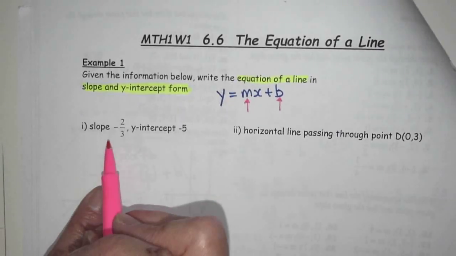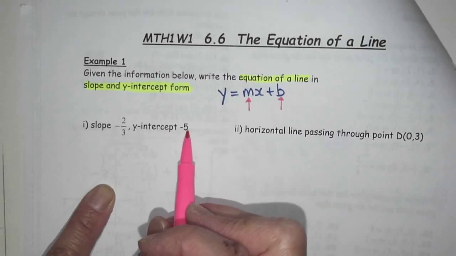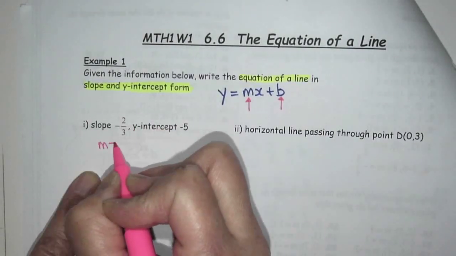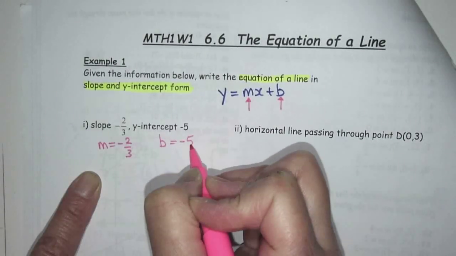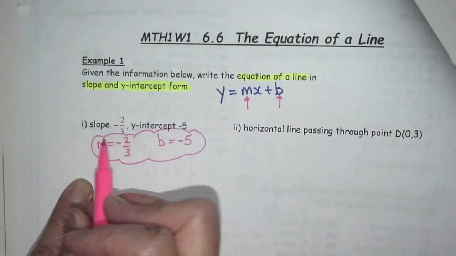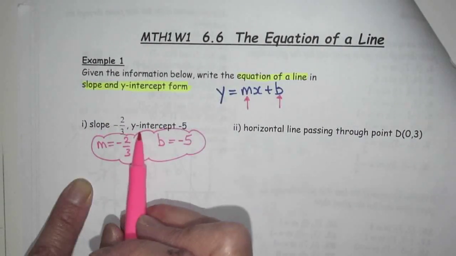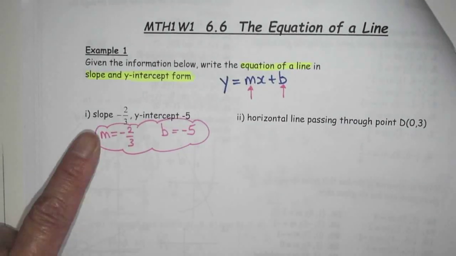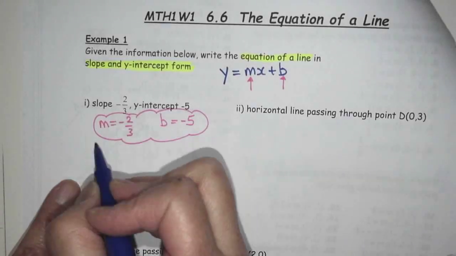So for this one, the slope is negative 2/3, the y-intercept is negative 5. This is telling you that m is negative 2/3 and that b is negative 5. You don't have to write that because it's given to you, but that's exactly what I'm saying. I used words in this question, and you're going to fill it in. So in this case, there's nothing to find because you have everything.